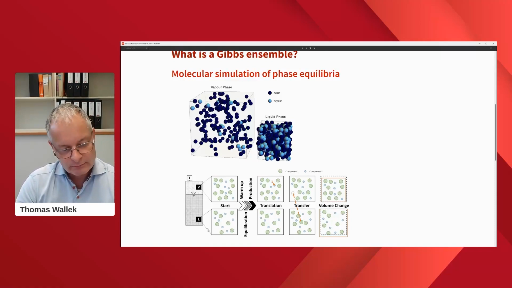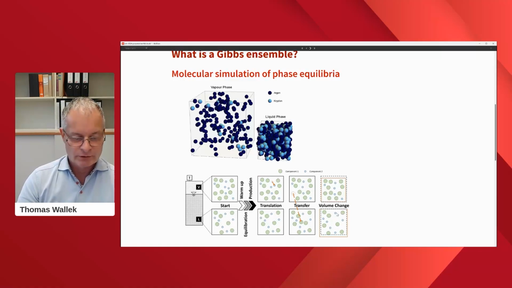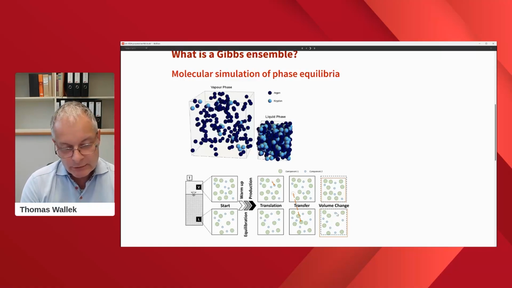So starting from initial configurations of particles in the boxes, a molecule is picked out randomly and then either moved within its own box in terms of a translation, or it is picked out from its own box and transferred to the other box, or one of the box volumes is changed. And in a similar way, additional Monte Carlo moves can be applied for more complex multi-atom molecules, like the rotation of a molecule or of its constituents, as well as bond stretching or angle bending.